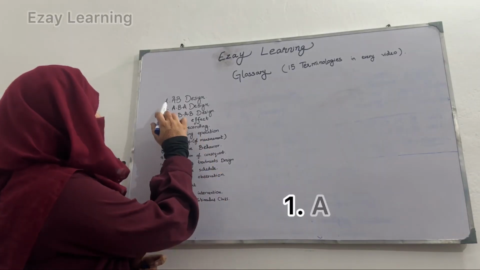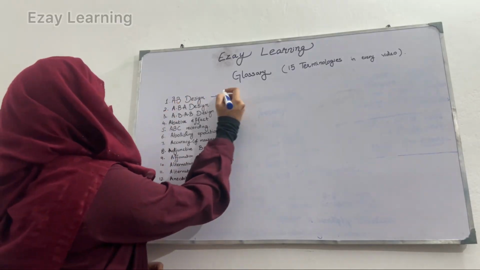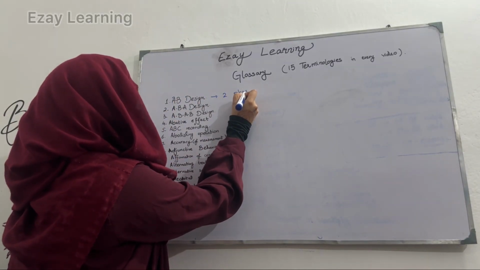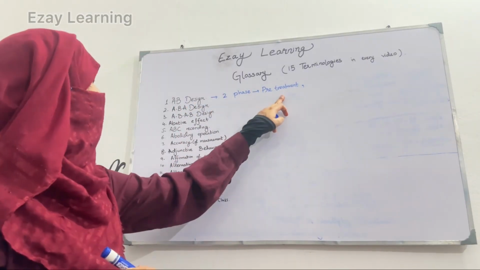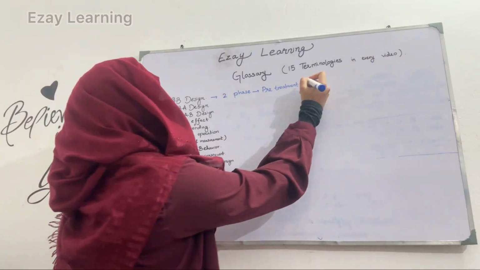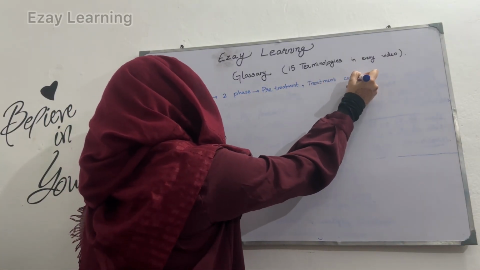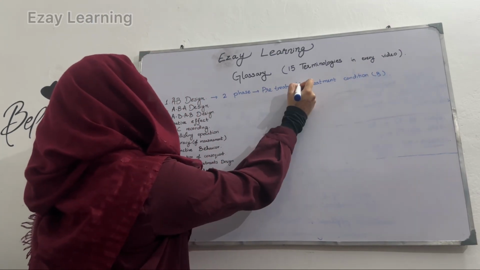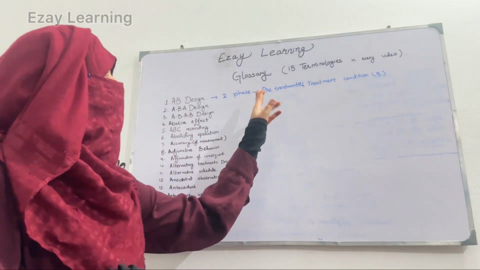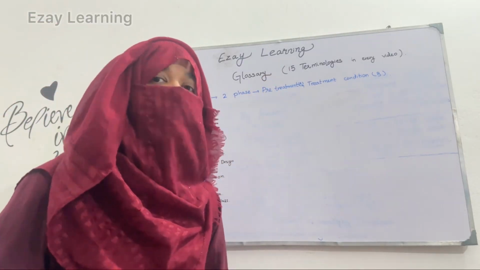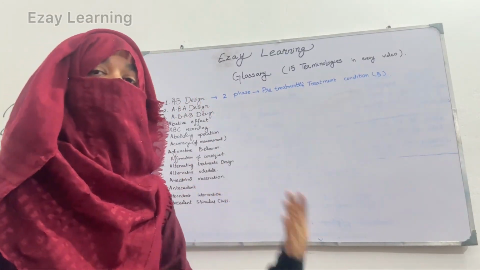So we have AB design. AB design is basically an experimental design and it has two phases. A would be the pre-treatment phase followed by a treatment condition. Basically, any experimental design in which you follow two phases, where you do the pre-treatment, take the baseline data, and then provide the treatment, would be the AB design.